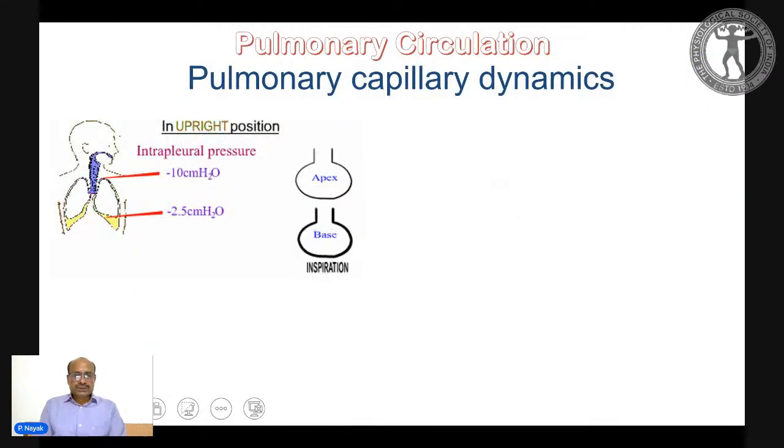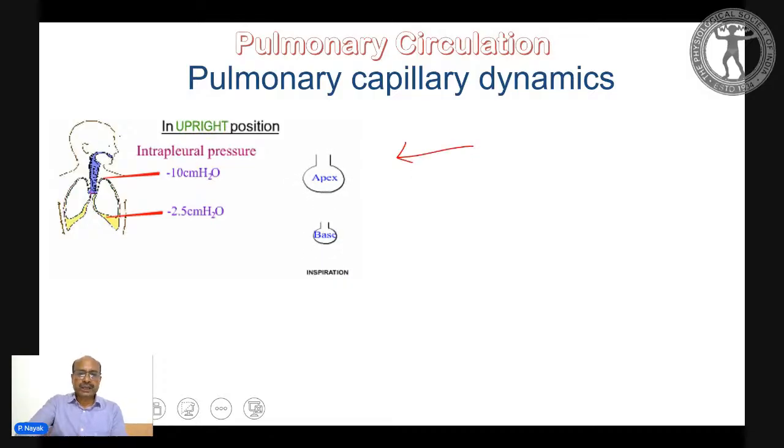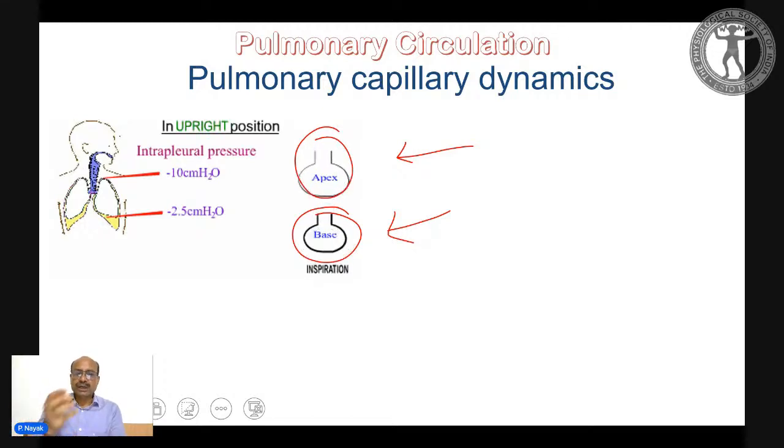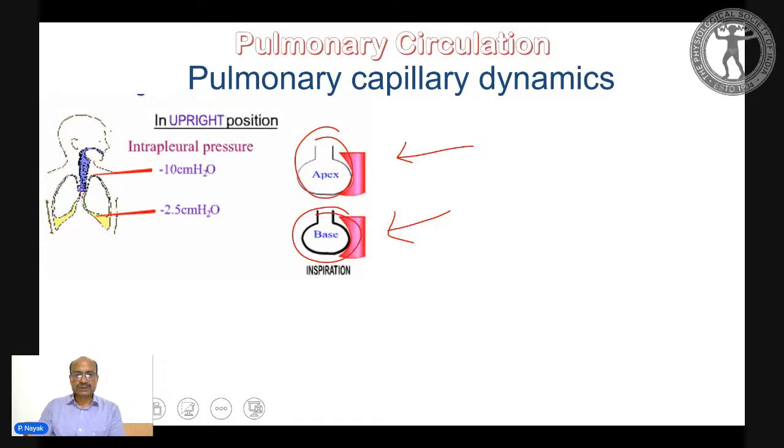Now coming to the condition, as I have already mentioned, there is high pressure at the apex and the base, so there is a zone difference. These zone differences cause the alveolar movement. So gaseous exchange will be maximum here at the base, whereas minimum here. Even though it is maximally expanded, the movement of ventilation is relatively less at the apex and considerably higher in the base.